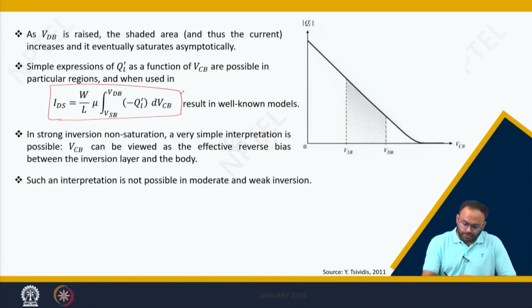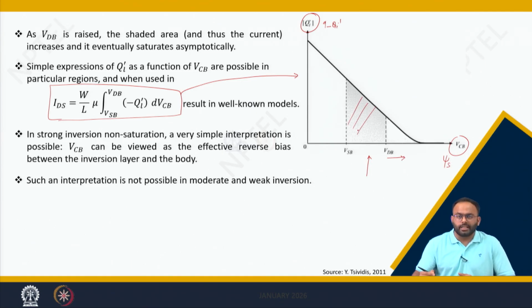This equation can further be explained by plotting Qi dash versus Vcb. This is what we explained in the previous lecture when we were plotting minus Qi dash with respect to psi s. Ultimately when you increase Vdb, the area is increasing and hence the current is linearly increasing, but at a certain point this inversion charge approaches 0 and hence you will get a saturated current. To be very clear, such kind of interpretation is not possible in moderate and weak inversion.